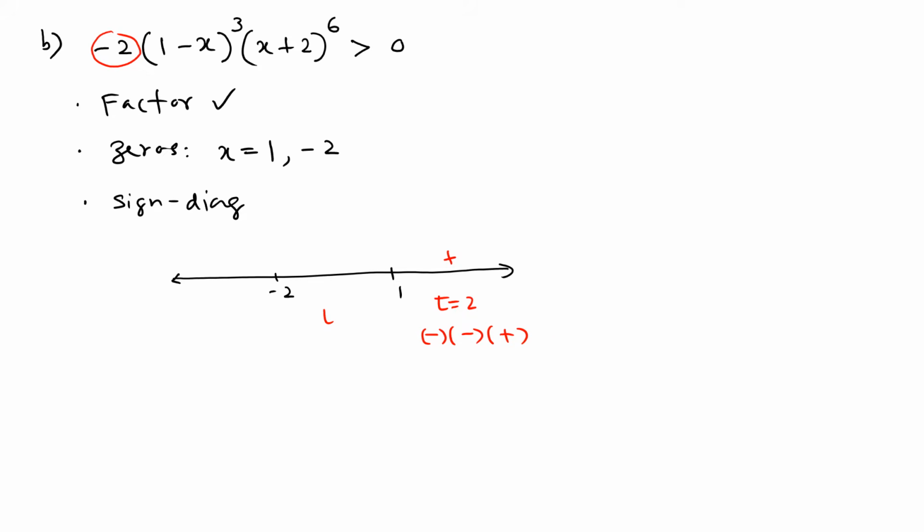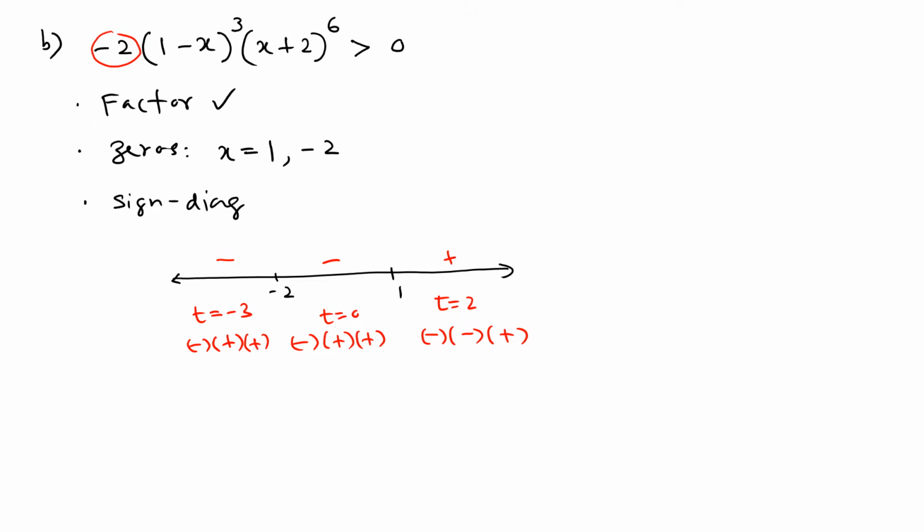Then we're going to plug in t equals 0. If you plug in t equals 0, the -2 is again negative, and then the first factor is positive, and the second factor is always positive. So there is one negative, that means negative. And then we're going to plug in t equals -3. You plug in -3, the first one is negative, and the second one, 1 minus x becomes 4, which is positive, and the last one is always positive. So there is one negative, so that means it is negative.